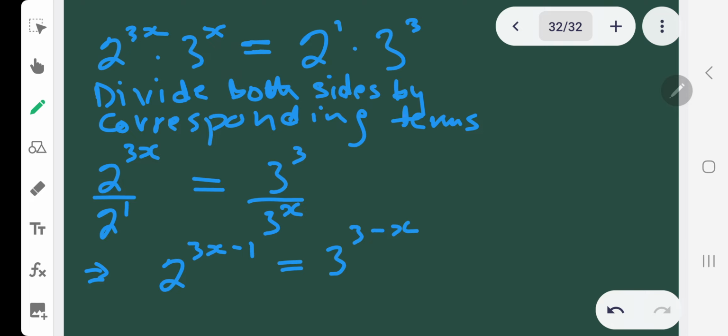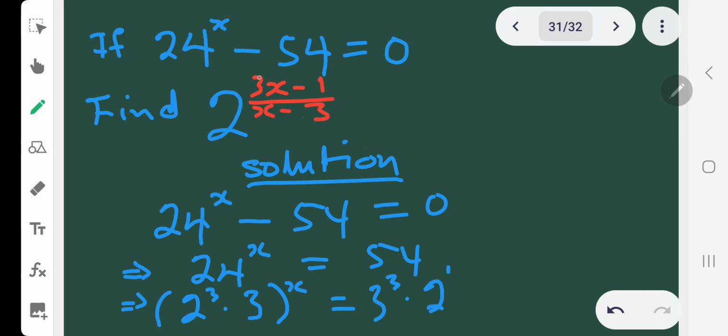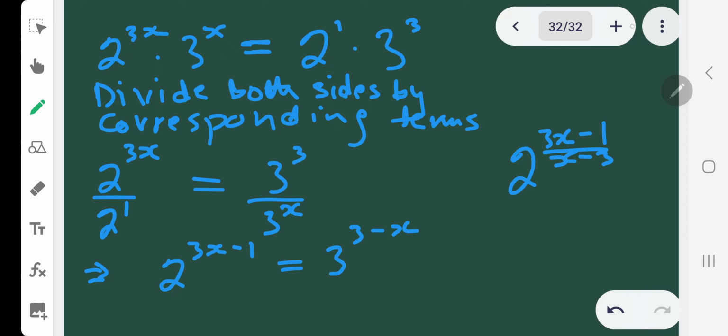Remember, from the question, we were told to find the value of 2 raised to the power 3x minus 1 divided by x minus 3. When we look at it, we see it from here. We said we should find 2 raised to the power 3x minus 1 all over x minus 3. So that is what we are told to find. And when we look at the equation from here, we say 2 raised to the power 3x minus 1. This 3x minus 1 is seen over here, and then this 2 is also seen over here.